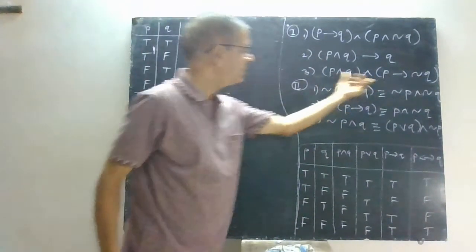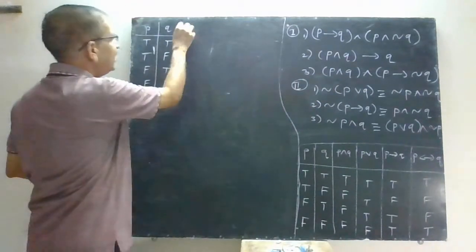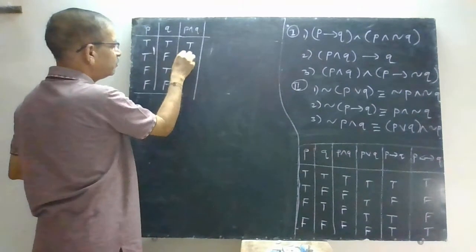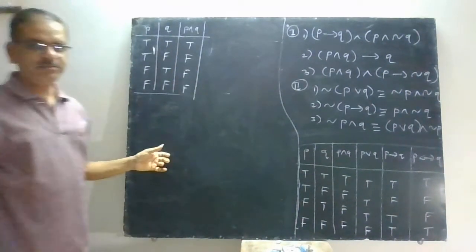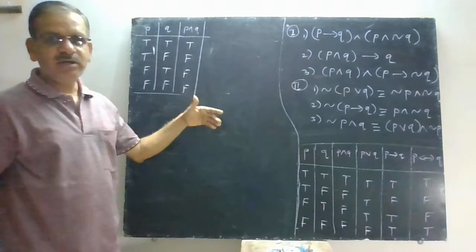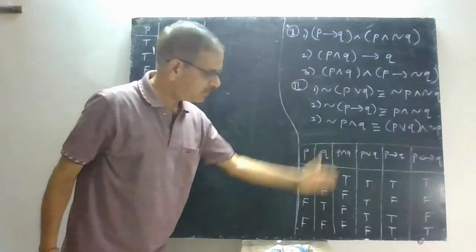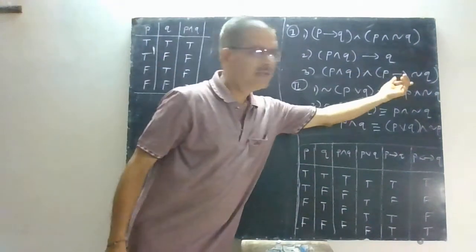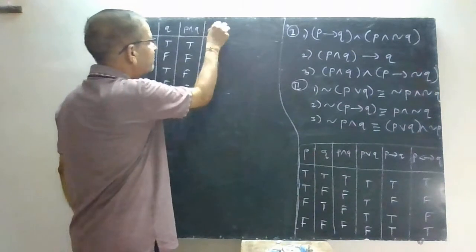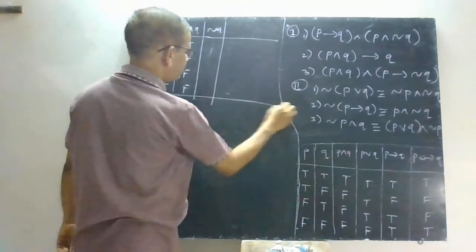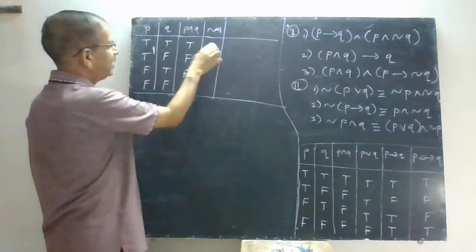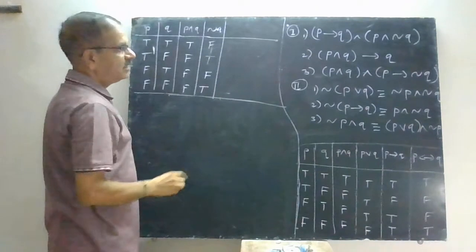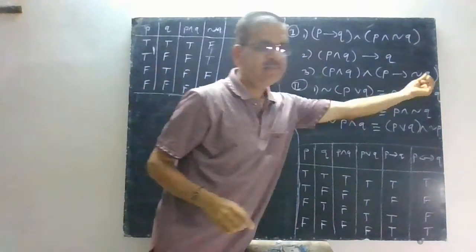Now to prepare this one, we first require P and Q. That is very simple. P and Q. Now it is true, false, false and false. It's very simple. See, once you practice utilizing this, you can prepare a truth table within 1 minute. Now you have to prepare this one. For that you have to prepare negation of Q. Now this is Q, negation of Q is F, T, F and T, and then you have to prepare this one, that is P implies negation of Q.